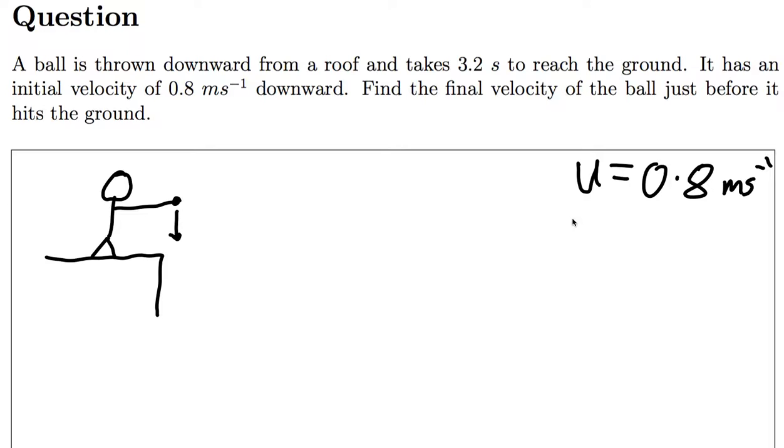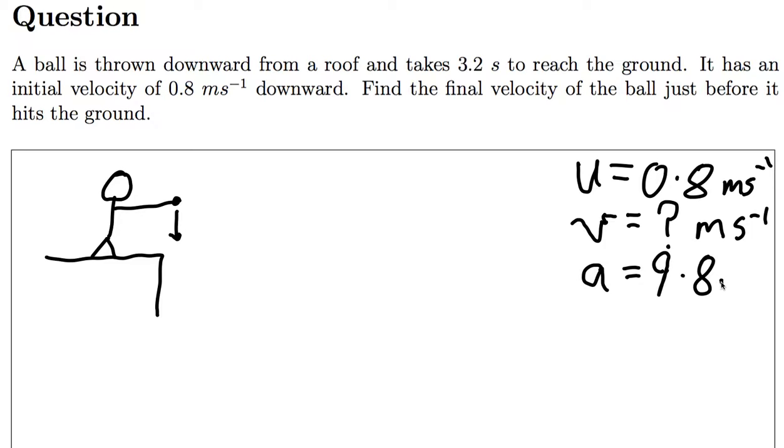What we want to know is the final velocity just before it reaches the ground. Obviously once it reaches the ground it will collide and come to rest or bounce or whatever it does. But what we don't know is how fast it's going just before it reaches the ground. What else do we know? We know that the acceleration is going to be 9.8 meters per second squared, because it's just accelerating due to gravity.